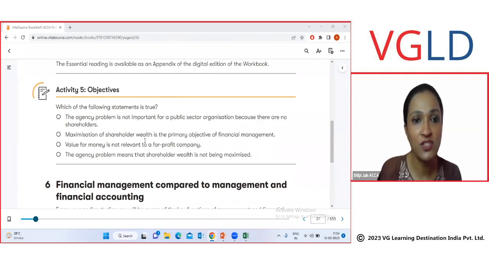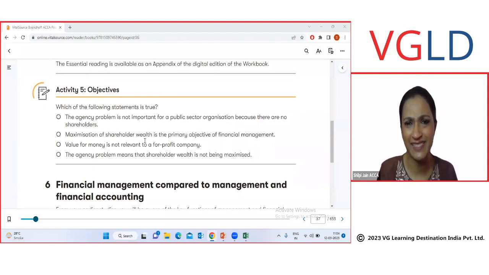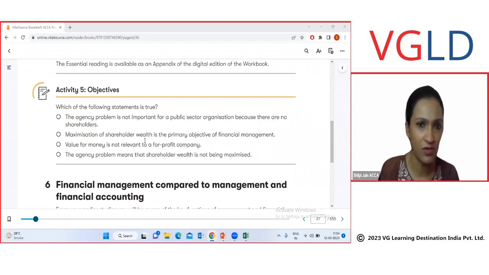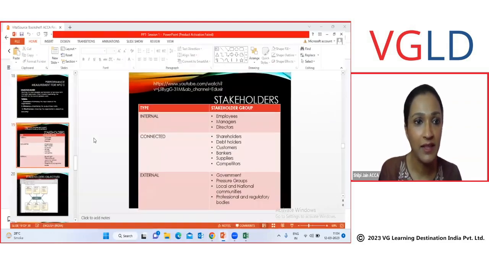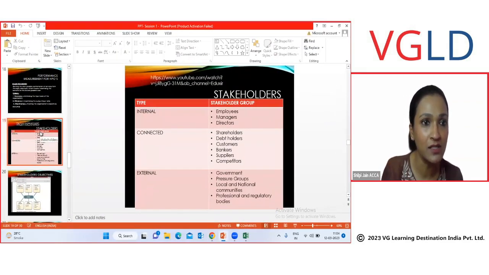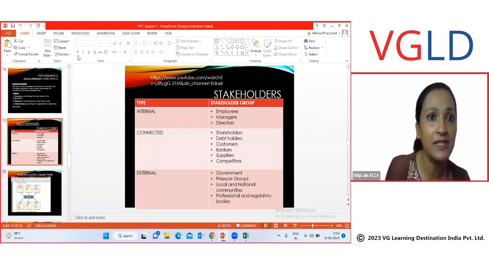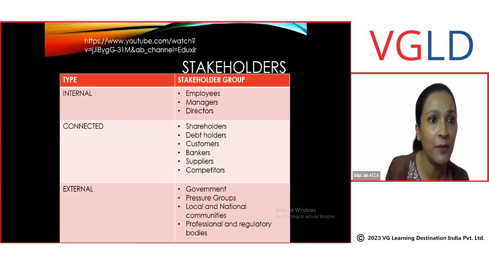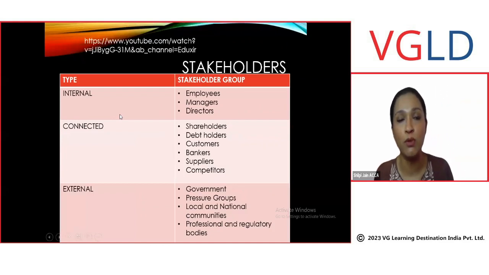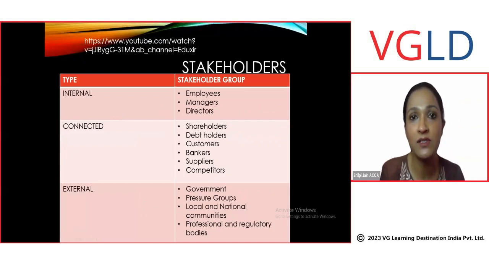The agency problem is not important for the public sector organization because there are no shareholders. No, that is not right. Okay, I think the agency problem per se we've not discussed as of now, so I'll come back to this question once we are done with the topic. Don't worry. That is why there is a little confusion in the answers, because we have not touched upon the topic. My apologies, I should not have shown you this question. We've done value for money, but we've not done the agency problem as such, yet the question has statements revolving around both. So we'll come back to this question, don't worry.